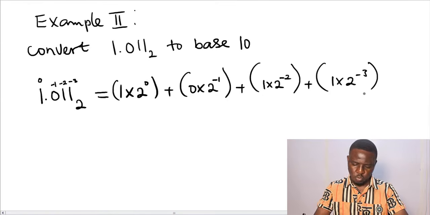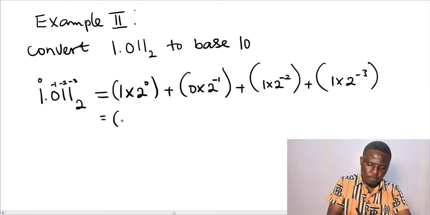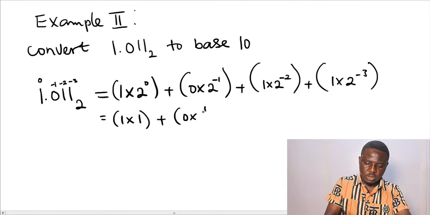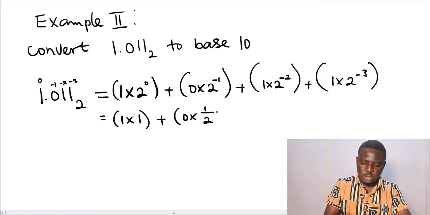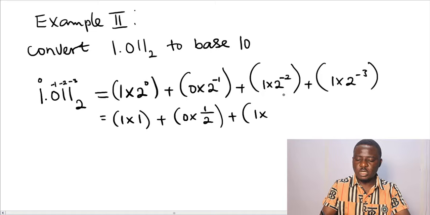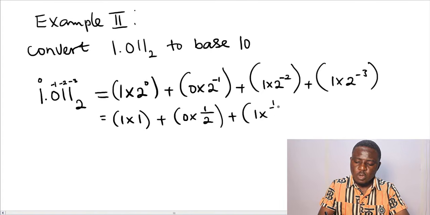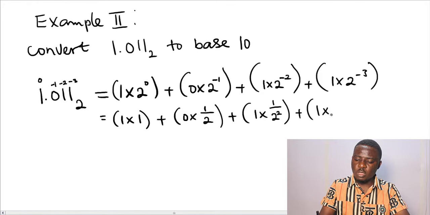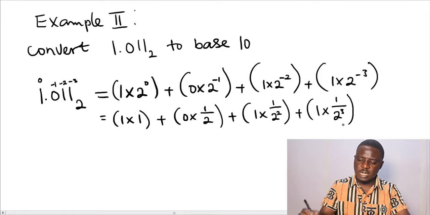We'll simplify further. This is equal to 1 times 2 raised to the power of 0 is said to be 1 plus 0 times 2 raised to the power of -1 is said to be half plus 1 times 2 raised to the power of -2 can be said to be 1 over 2 raised to the power of 2 plus 1 times 2 raised to the power of -3 can be said to be 1 over 2 raised to the power of 3. That's 2 cubed.